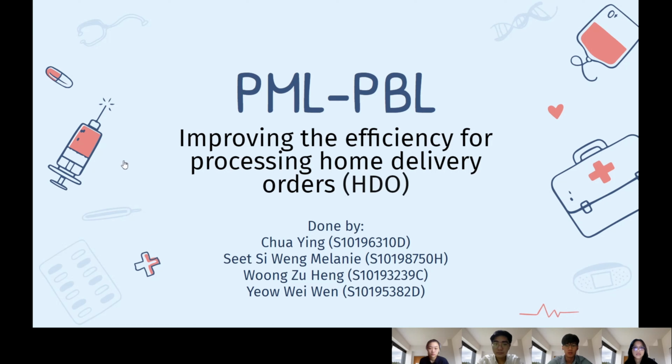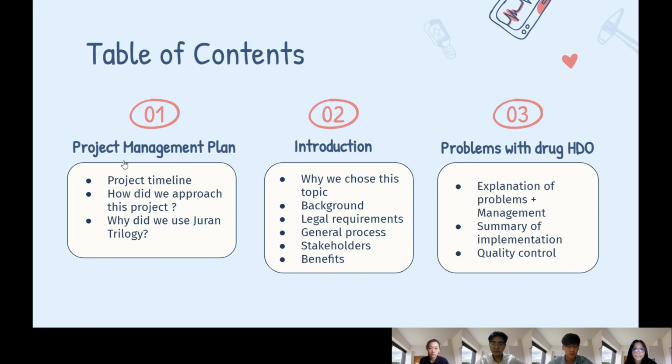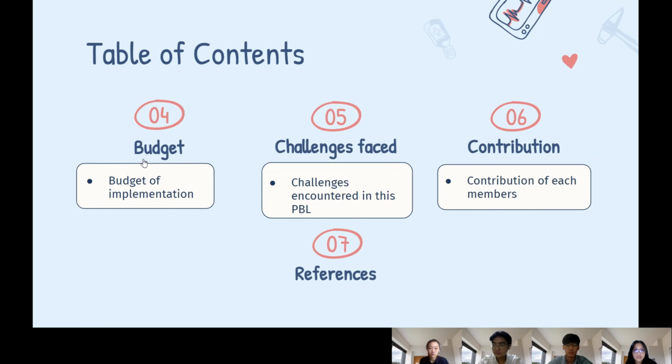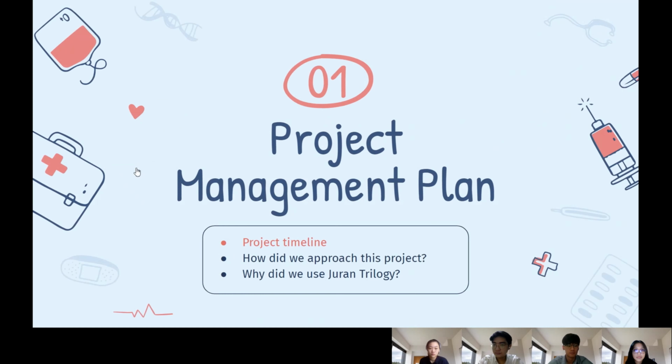Today, we'll be presenting on how we can improve the efficacy for processing of home delivery orders, also known as HDO. Here is our table of contents. We will first start with our project management plan, followed by the introductions of home delivery orders and how we resolve these problems regarding HDO. And we will share how much it might cost to make the changes and what are the challenges faced by us along the way. Last but not least, our contributions to this project.